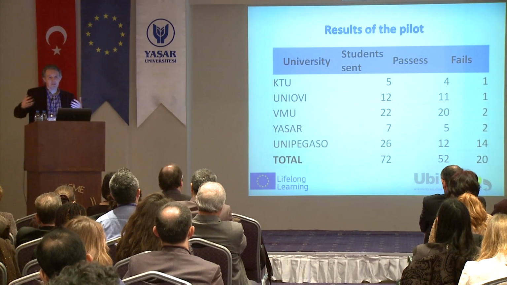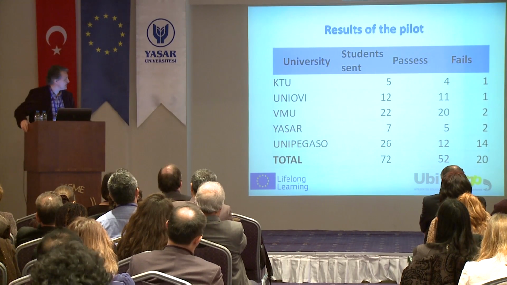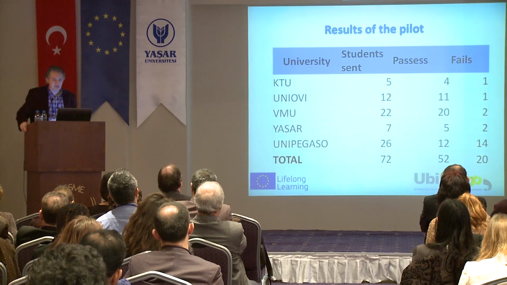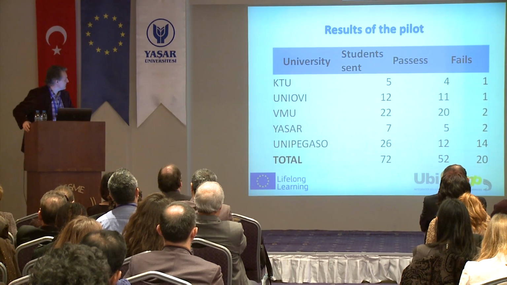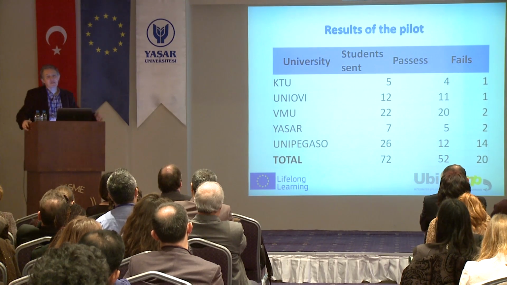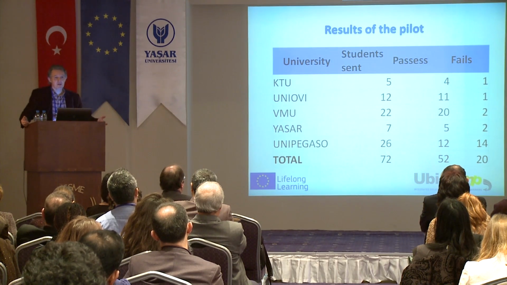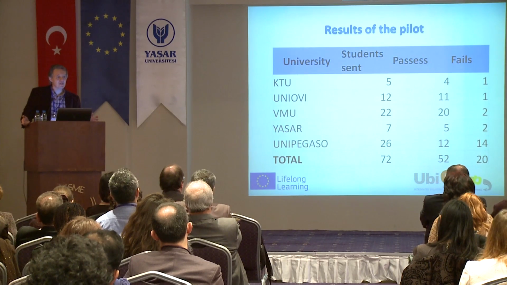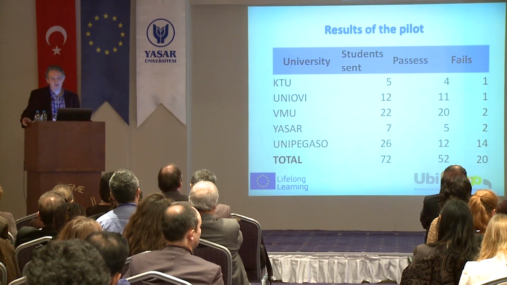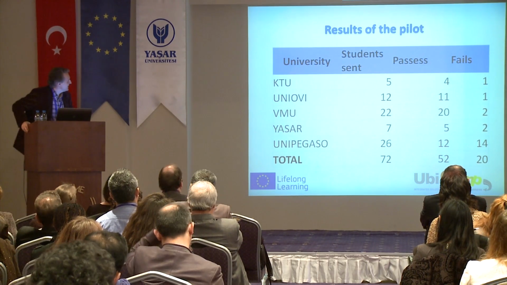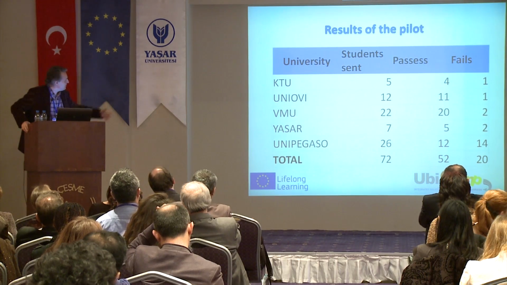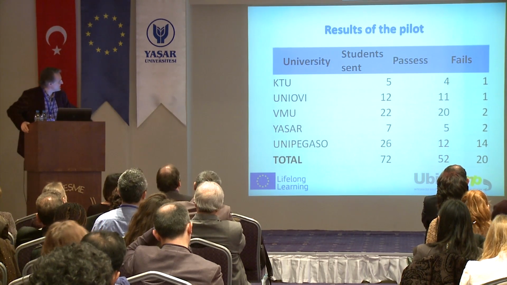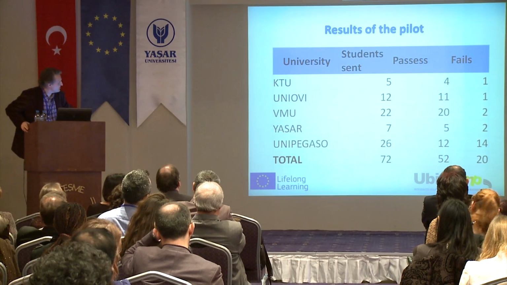This is our view of the same concept. What's the origin of our students? Well, from CATU 5 students, from UniOvi 12 students. Really it was not 12 students, it was 10 students, and 1 student participates in 3 different courses. From Vytautas, 22 students, Yaşar 7 students, Unipegaso 26 students.